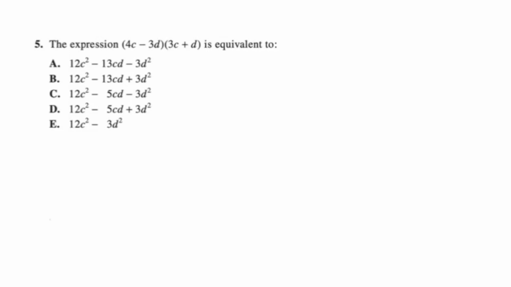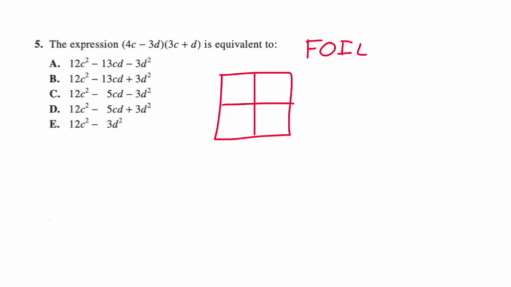But 2 good ways of handling this are either something called FOIL, it's usually referred to as FOIL, which just stands for first, outside, inside, last. So it's kind of just directions of what to do in a problem like this. And the other way is the box method, which I've actually come to really like over the years of teaching. So I'm going to demonstrate this, and then I'll show you FOIL later. You can skip ahead to FOIL if you prefer that.